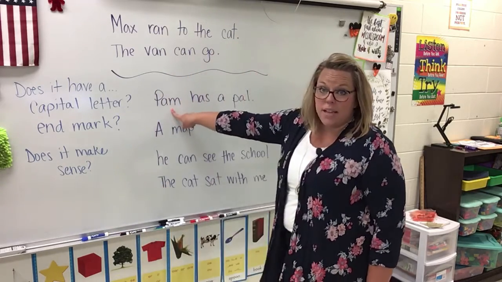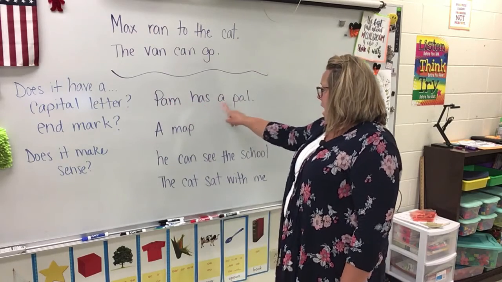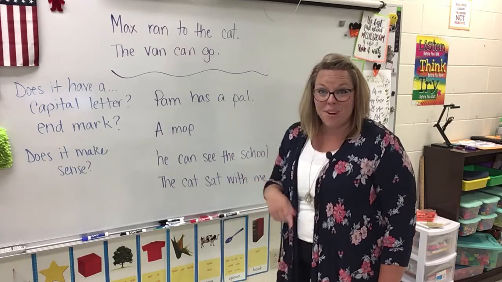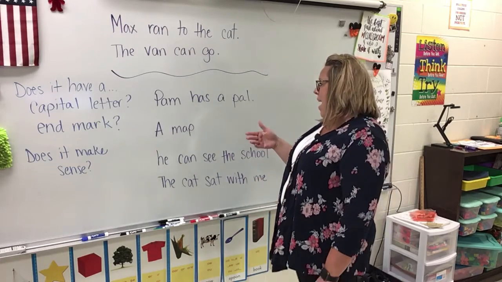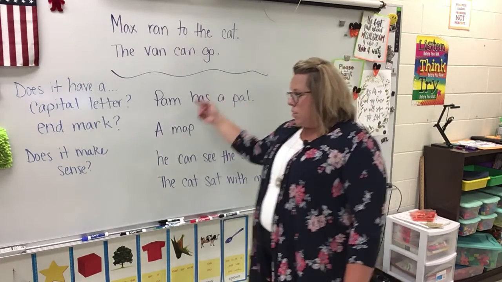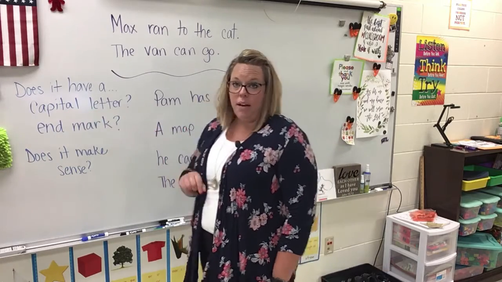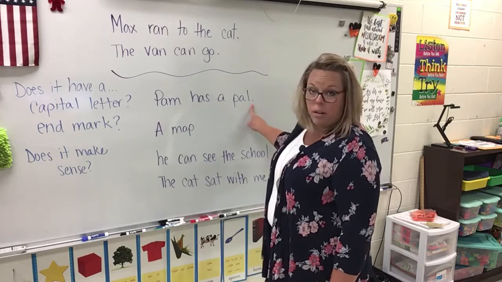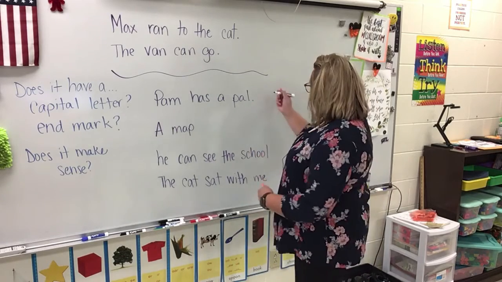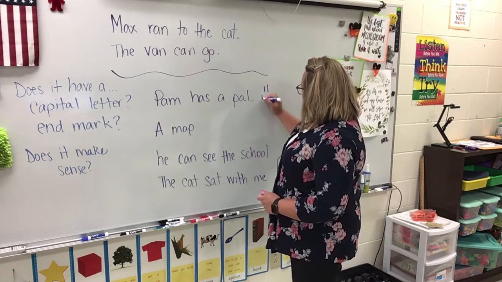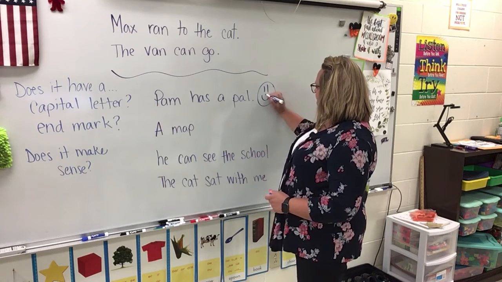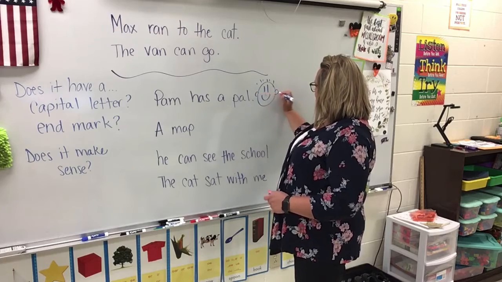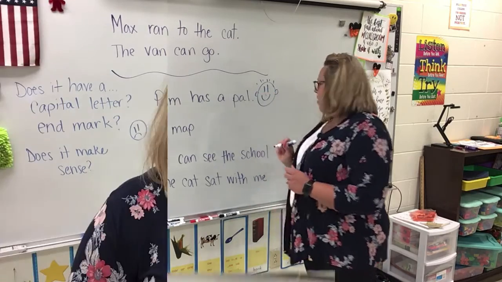Let's read this first sentence. Pam has a pal. Who has a pal? Pam. What are we saying about Pam? Pam has a pal. Let's check it out. Does it have a capital letter? Yes, it does. Does it have an end mark? Yes, it does. So we know that that sentence is A-OK. Give them some ears. There we go. On our next sentence.